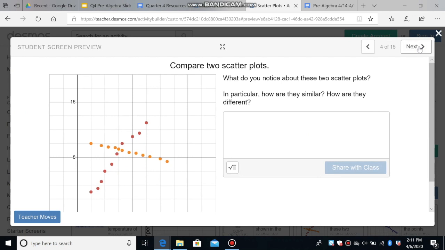Compare the two scatter plots. What do you notice about the two scatter plots? In particular, how are they similar and how are they different? When I look and see that they are similar, I might say that they both make straight lines. If I wanted to use more precise mathematical language, I would say that they both have a linear correlation.